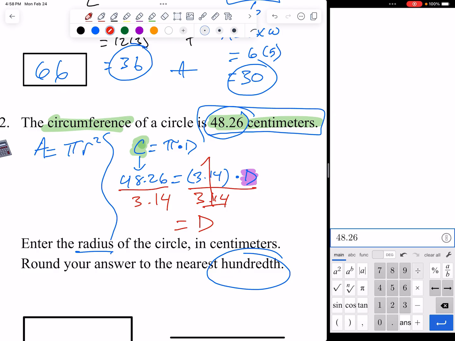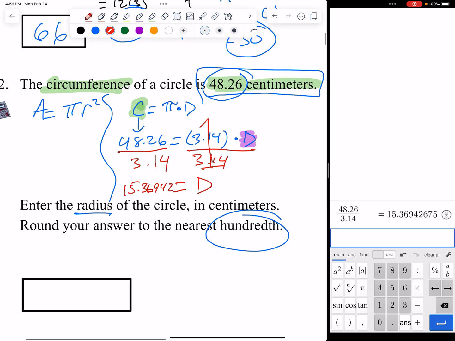48.26 divided by 3.14. And I get roughly 15.36942. And I write as much as I can. Okay, just to be safe. Now I want the radius.